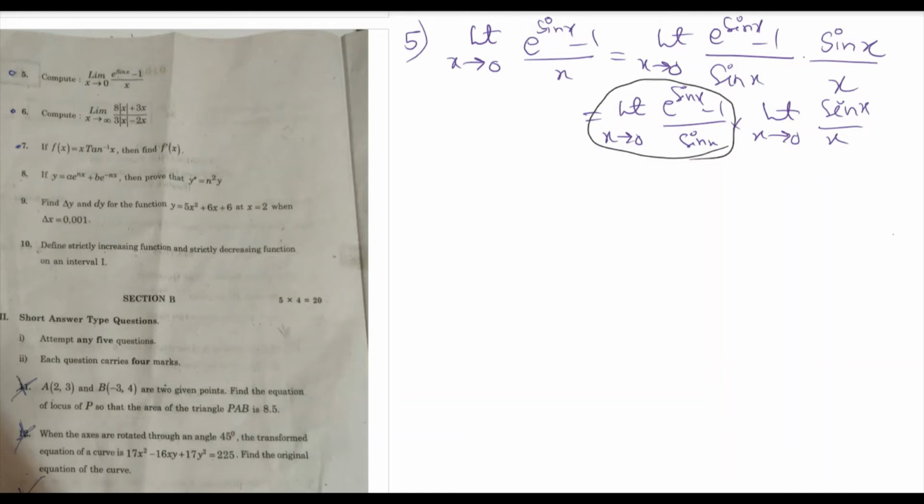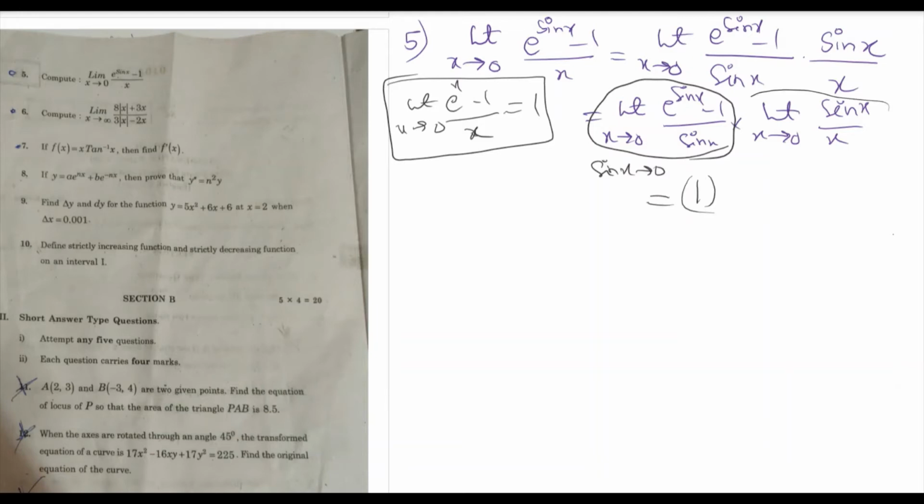As my x tends to 0, sin x tends to 0. So this formula is that limit x tends to 0, e power x minus 1 by x equals to 1. So in the place of x, I have sin x, even the sin x is tending towards 0. So this will be equals to 1. And for this, the standard formula is that limit x tends to 0, sin x by x equals to 1. So overall, the answer is 1.